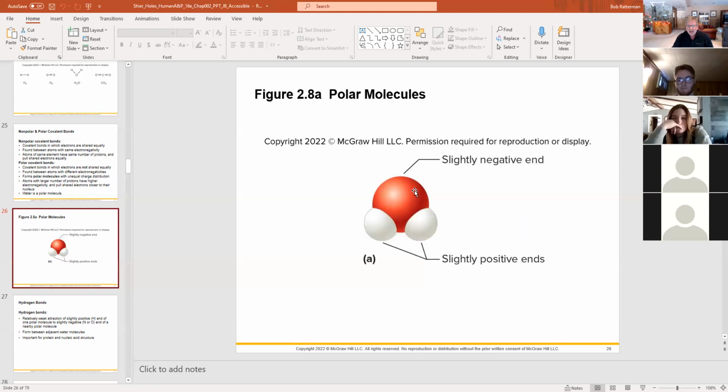Here we're looking at a model. Here is the oxygen in red. Here are the two hydrogens in white. Again, you can tell by the relative size of the circles, this is more electronegative, exerting a greater tug on the shared electrons. And because they're negatively charged, we tend to form a slight negative side here and a slight positive on the hydrogen ends.